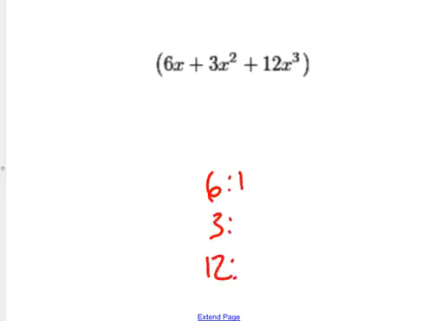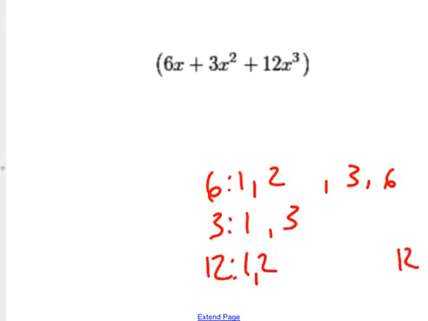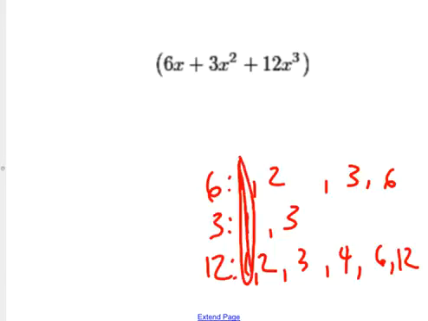Well, I'll do my factor list. 1 and 6, 2 and 3. Okay, and then I have 1 and 3, and I have 1 and 12, 2 and 6, and 3 and 4. Okay, so the greatest common factor here, I've got 1s in all of them, but we don't want 1s. There's not a 2 in 3, but there's a 3. So this is my greatest common factor, and so that's what I'm going to pull out of each number.